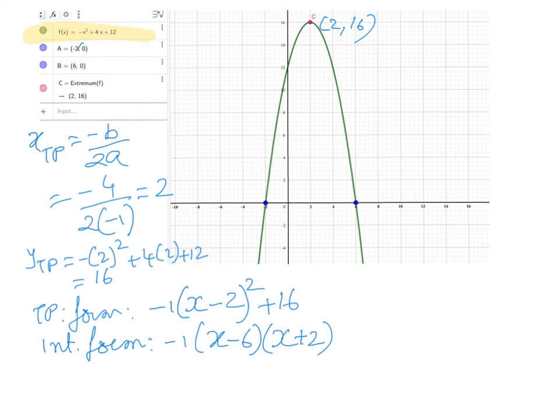So I discussed 3 forms here with an example. From the standard form, I write the turning point form, and from the turning point form, I can also write the intercept form. So we must know how to interchange from one form to the other. Now, another thing I want to discuss is the domain of the parabola.